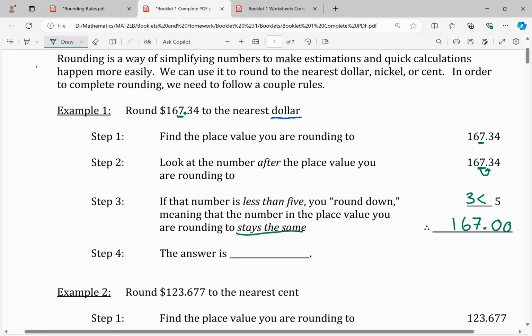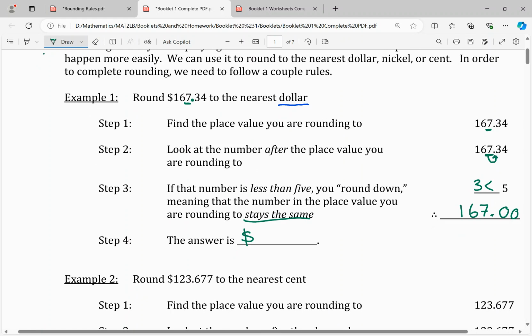Now, again, when writing the final answer, you can choose to take out those zeros. You can just write $167 like that, and it means the same thing. So remember, find the number you're rounding and use the number after to help you. If you round up, the number that you are rounding increases. If you round down, the number that you're rounding stays the same.